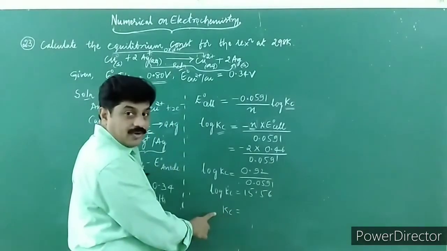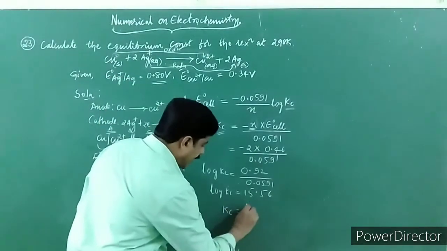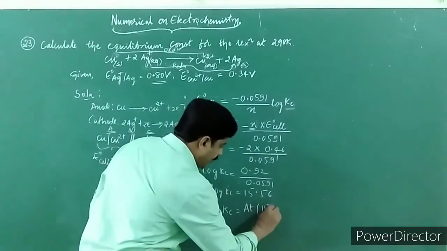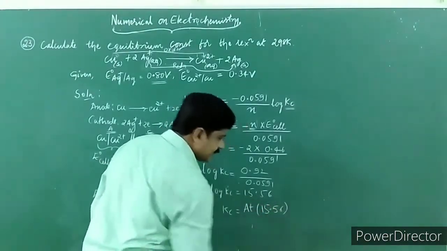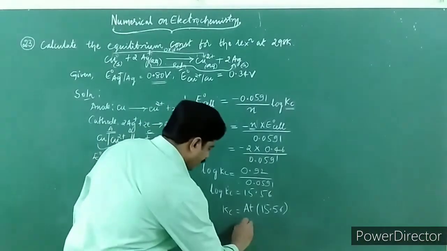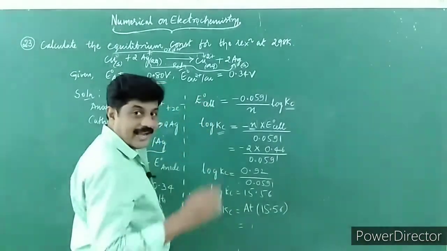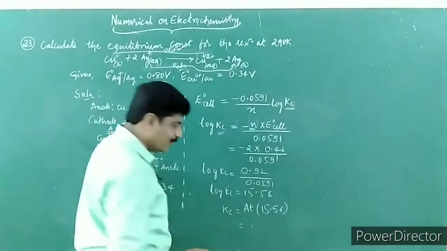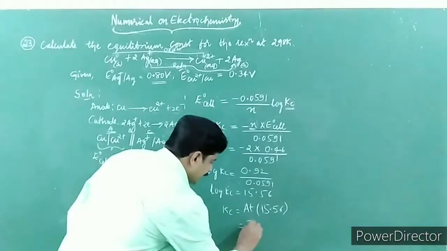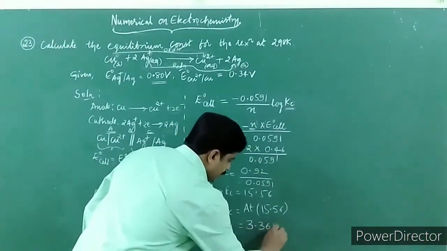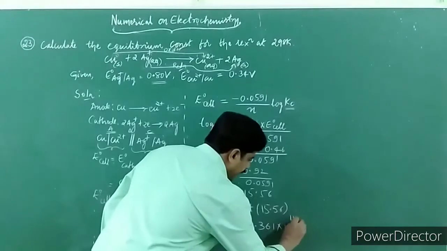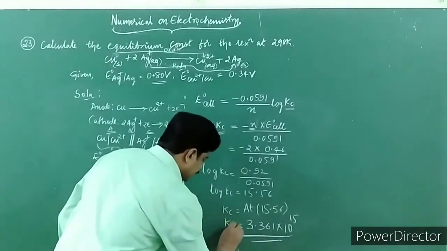Now, how do you find out the Kc value? The Kc value can be found out by taking the antilog of 15.56. Is it not? Now, if you find the antilog by using the antilog table, and you know how to find it, you are going to get, look here, 3.361 into 10 to the power of 15. So, this is what? The Kc value.